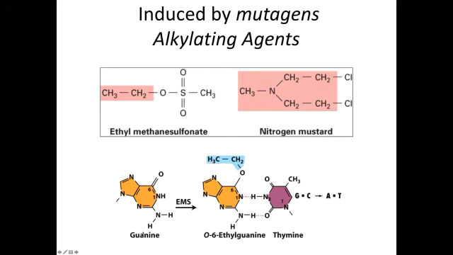In this particular case, this EMS compound converts guanine into O6-ethylguanine. And that again changes the base pairing properties of guanine. Instead of pairing G with C, the O6-ethylguanine basically prefers base pairing with thymine. And so once the GC base pair is converted to this O6-ethylguanine-thymine pair, another round of DNA replication will fix an AT base pair.